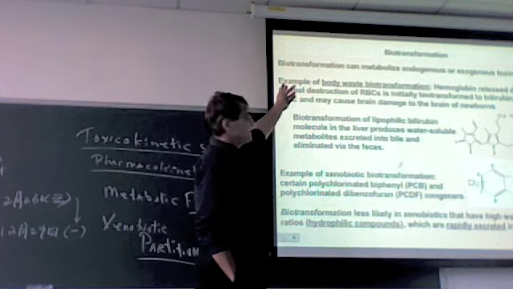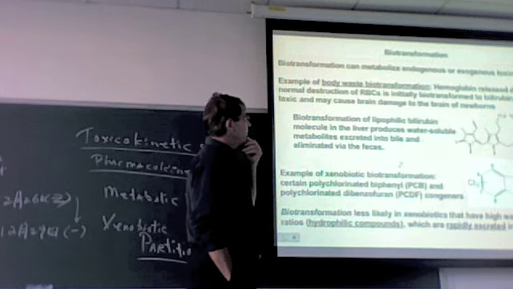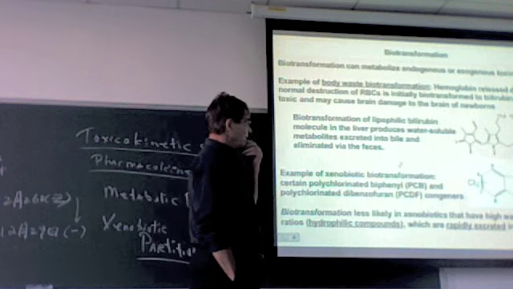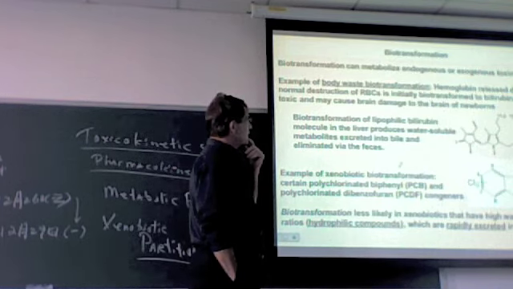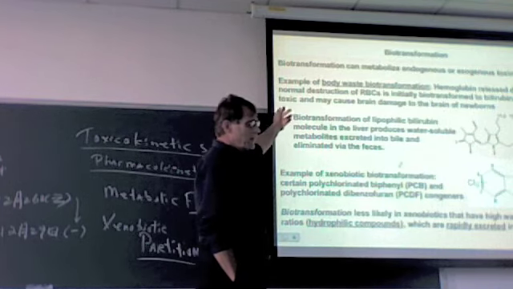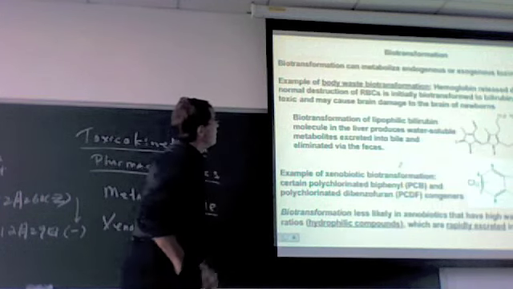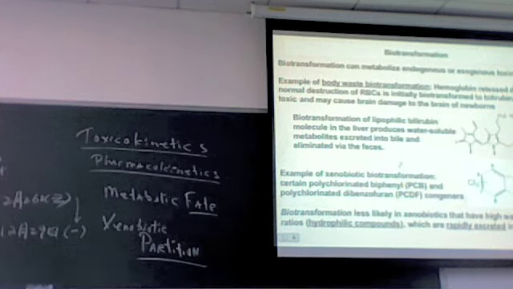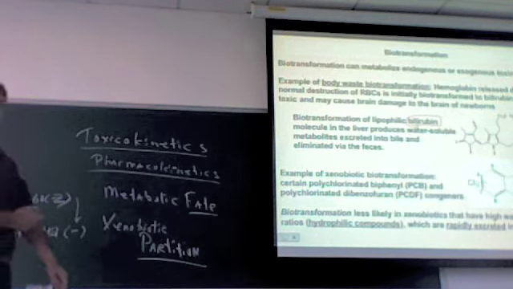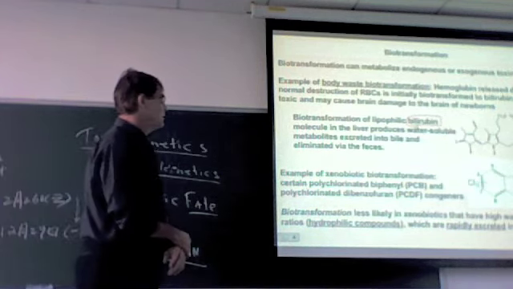Okay, so as I mentioned, biotransformation can metabolize endogenous or exogenous toxins. Here's an endogenous toxin. This is bilirubin. You go to the hospital, you have some serious blood problem, they're going to check your blood. One of the most important things they're going to look for is bilirubin.